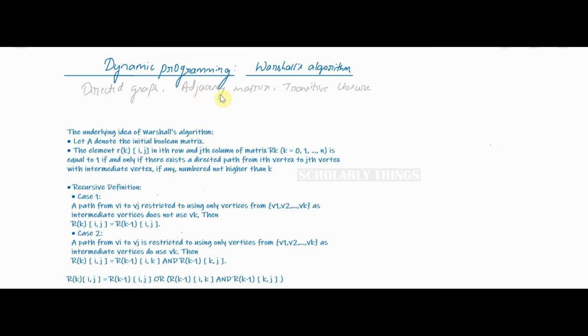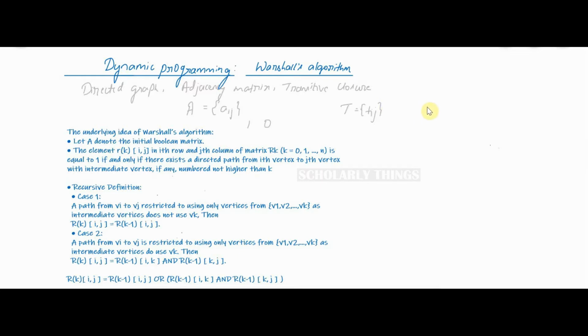Adjacency matrix. The adjacency matrix A equal to A of ij of a directed graph is the Boolean matrix that has 1 if there is a directed edge from the ith vertex to the jth vertex, 0 otherwise.